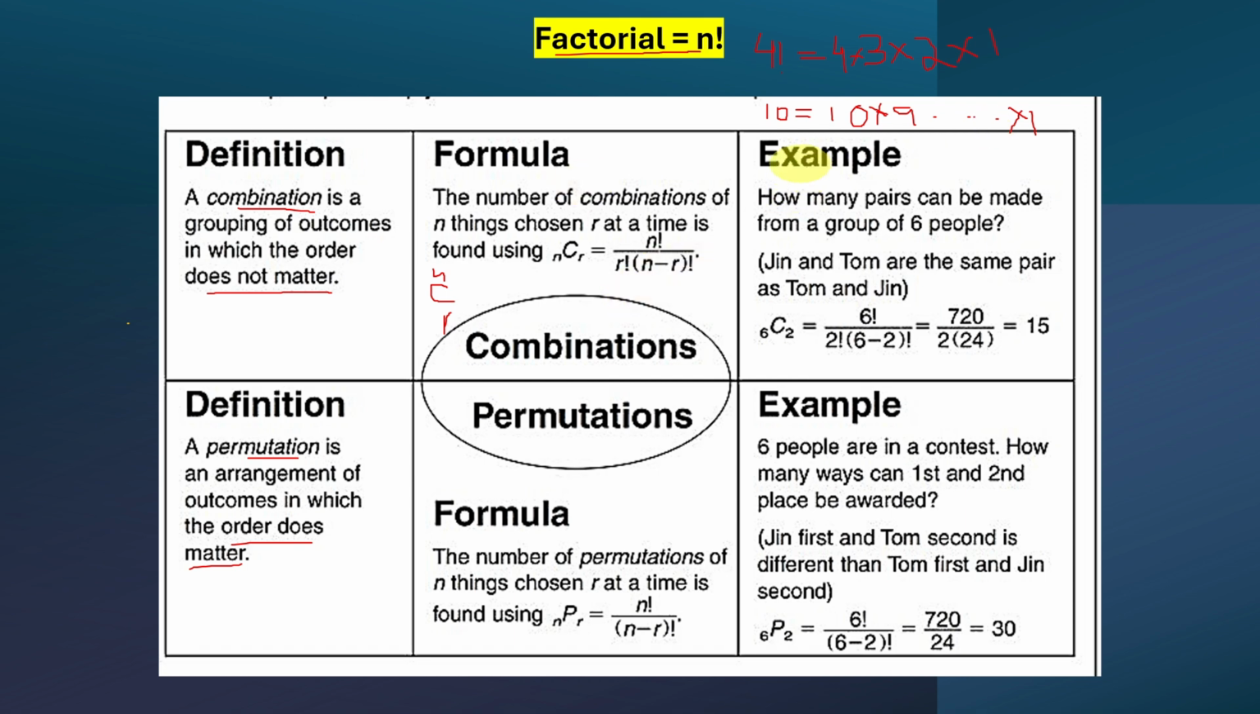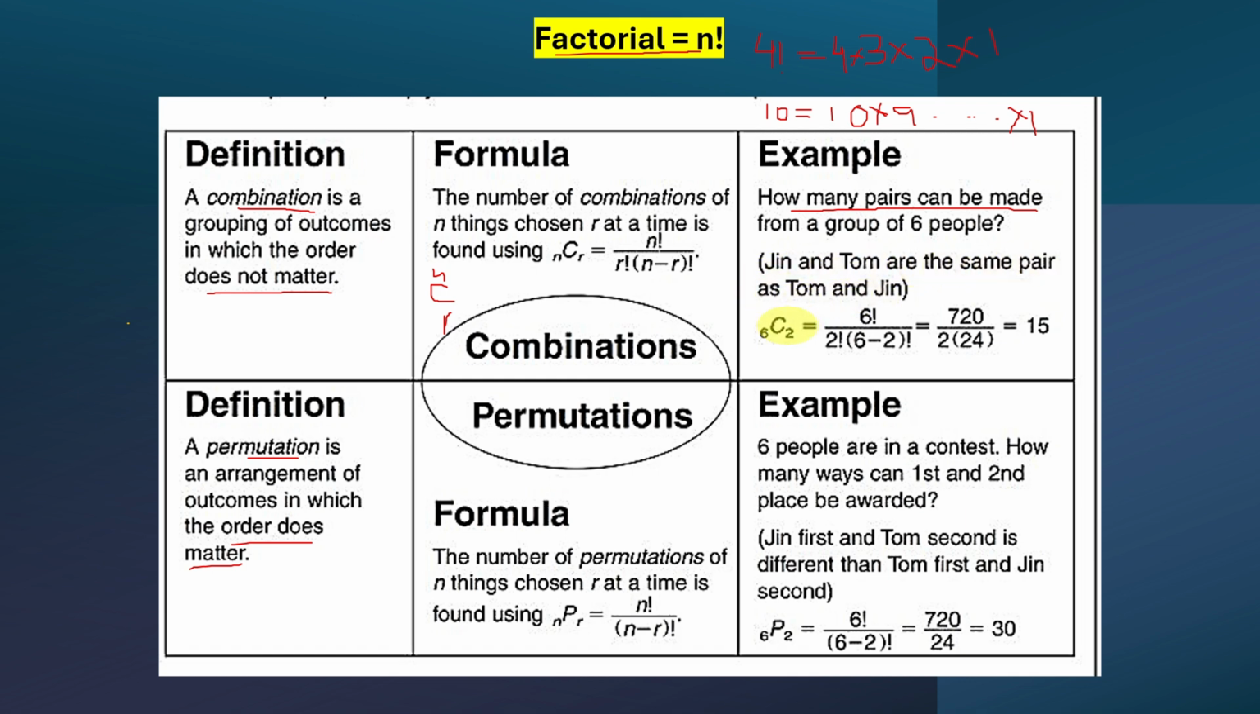Now let's understand with an example for combination. You have a question: how many pairs can be made from a group of 6 people? So the question asks for the number of pairs from a group of 6 people, and you have to use combination. When we are talking about combination, Jin and Tom are the same pair as Tom and Jin.